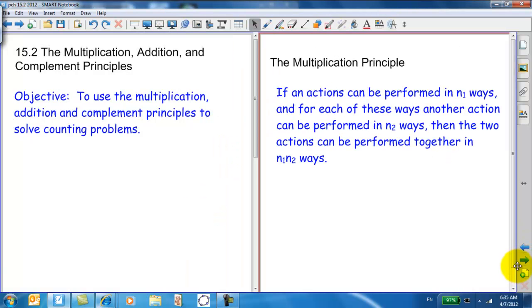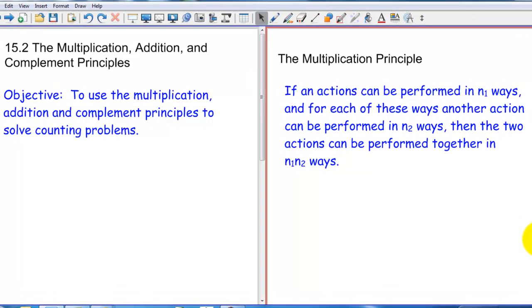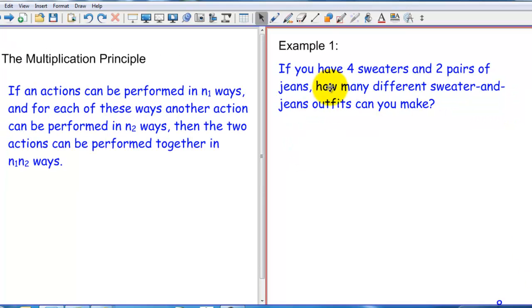So let's see. The multiplication principle. If an action can be performed in n1 ways, and for each of these ways another action can be performed in n2 ways, then the two actions can be performed together in n1 times n2 ways. Let's see this in our first example.